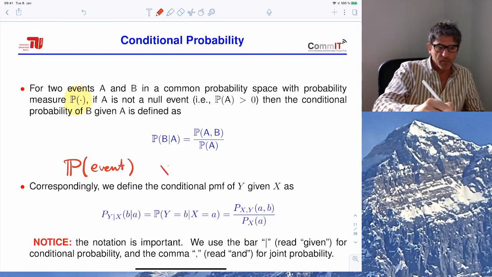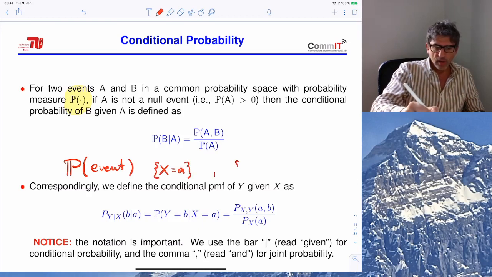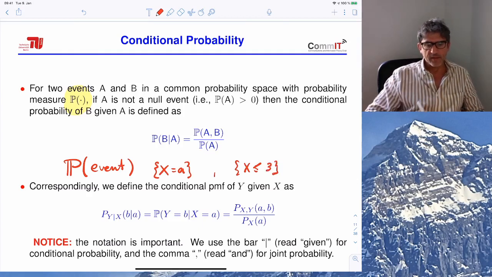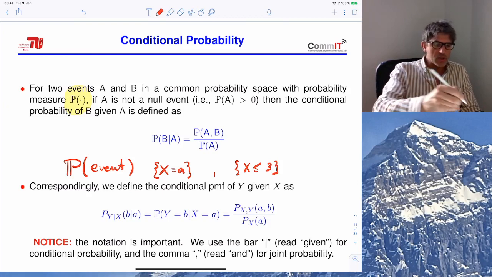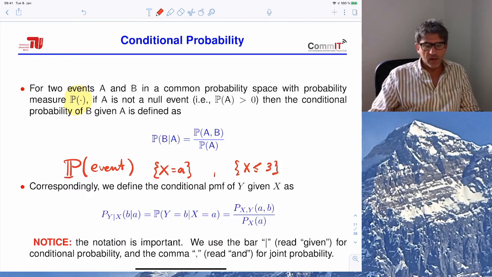Events can be, for example, X equal to a. That's an event. Or X less or equal than 3. This is another event. Okay? It depends on the probability space. So we use this generic symbol, but when we write these probabilities in terms of probability mass function, then we use the probability mass function symbol that we have introduced before.